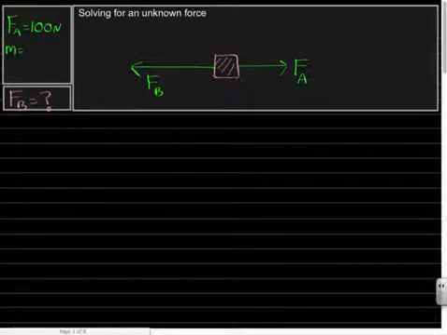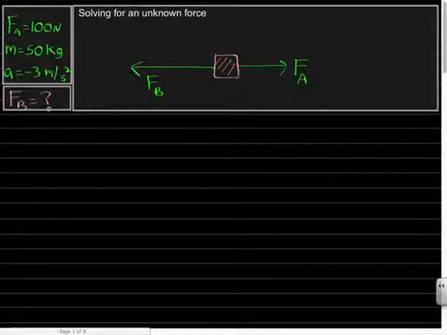Now, I could give you directly the net force, but let's say you only know the mass of the object is 50 kilograms. Now let's say the acceleration is -3 meters per second squared. All right, how would we find FB?